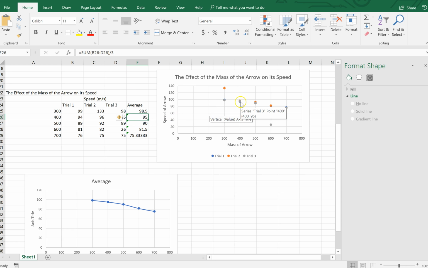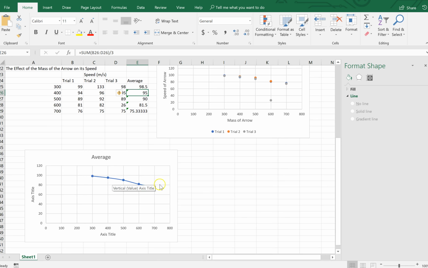When we look at this data set right here for the 400 grams, the 500 grams, and the 700 grams, we can see that all those data points are really close to each other. That's really good. However, when we look at the 300 grams and the 600 grams, we've got some outliers. And remember, we talked about the fact that if I were to include these outliers in the averages, it really threw that average value off. And one of the things we looked at in the last video was how much it skewed this line of best fit.